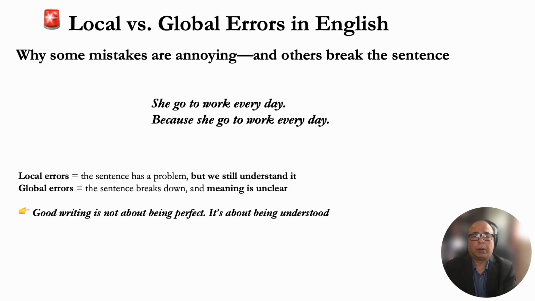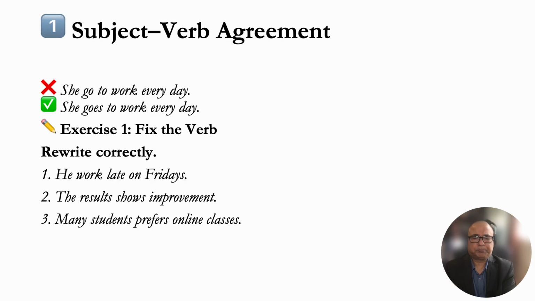So remember, the purpose of writing is to make yourself understood, or make the reader understand your meaning. So good writing is not about being 100% perfect, but it's about being understood. And that is what we will do today. We will learn how to write sentences that make sense to the reader. So let's dive into it.